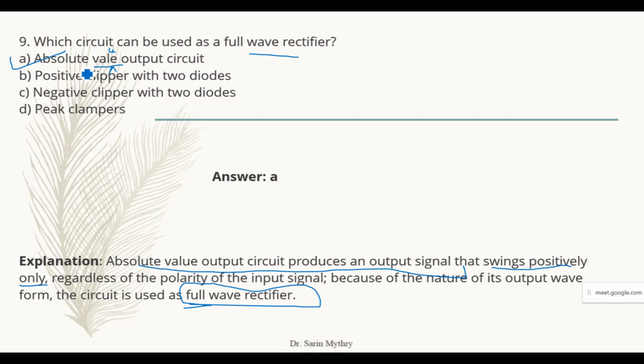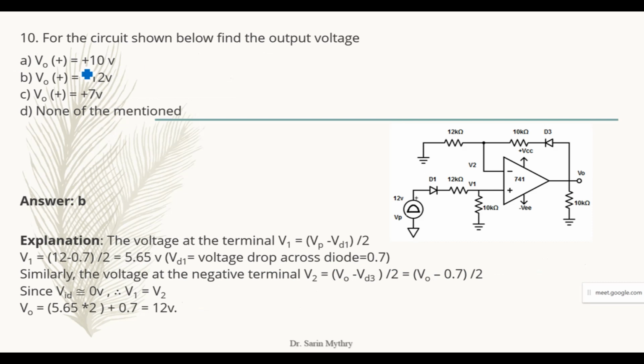So that is about the full wave rectifier. So option A is the correct one. Then the next one. Here is a numerical depending upon one circuit is given to us. For the circuit shown below, find the output voltage. We are supposed to find out V out.